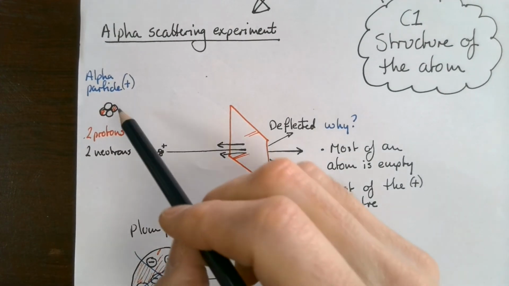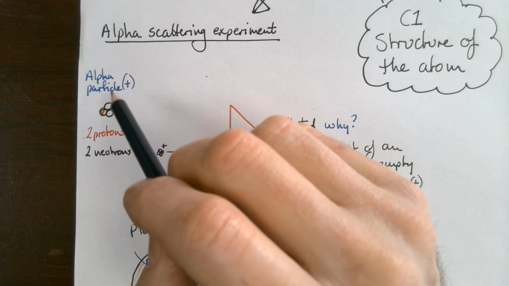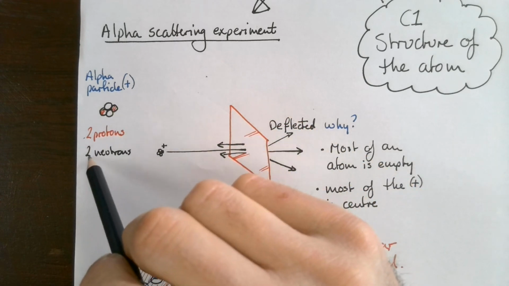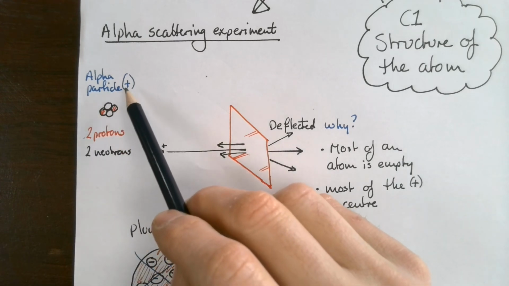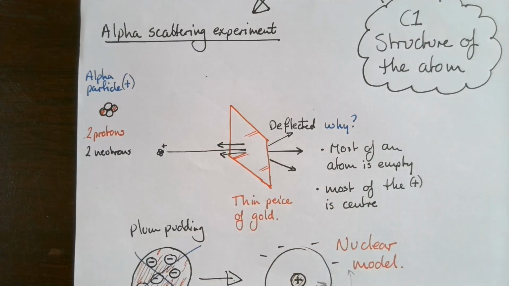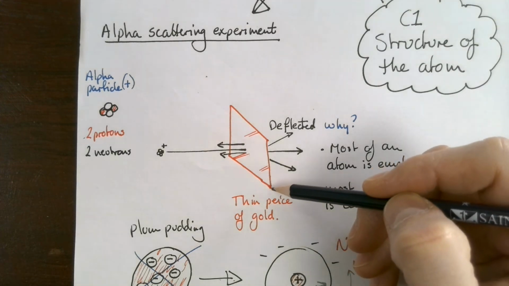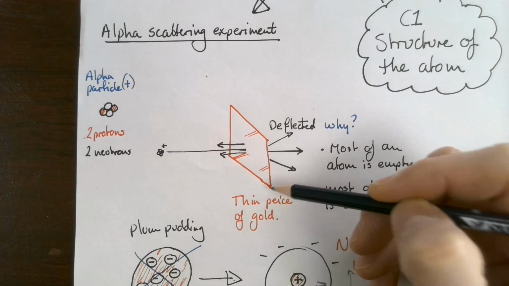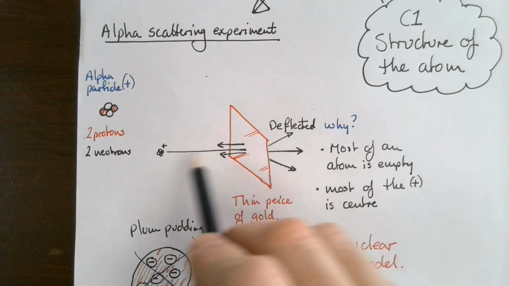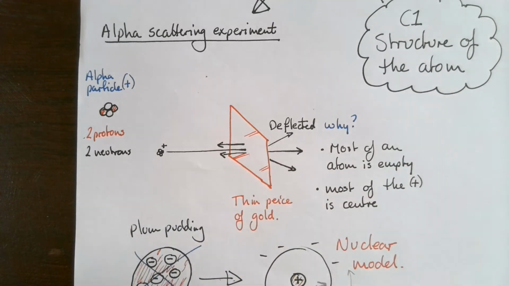So what they did is they took something called an alpha particle. Now an alpha particle is basically 2 protons and 2 neutrons. There's no electrons here whatsoever. And it's a positive particle, because remember the neutrons have no charge and the protons are positive. They took a thin piece of gold, and it was only a few atoms thick, very, very thin. And they fired lots and lots of these alpha particles into this piece of gold.